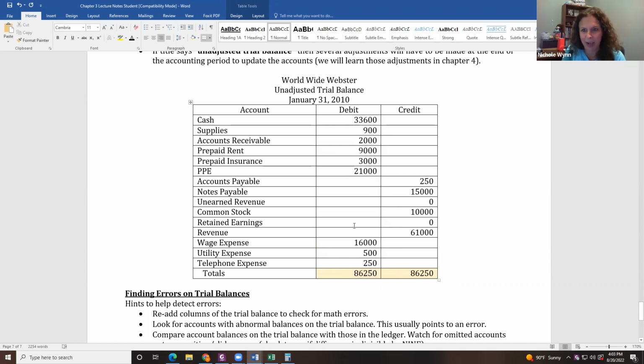So re-add your numbers and make sure that you did that right. One time I looked for a mistake for hours and I just realized I didn't add right, and that was very annoying. Okay. You can look for abnormal accounts. So ADE should be debits. If you've got a liability and it's over here on the debit side, that's wrong. Liabilities have to be credits. So look for ones with abnormal balances, and those are probably wrong.